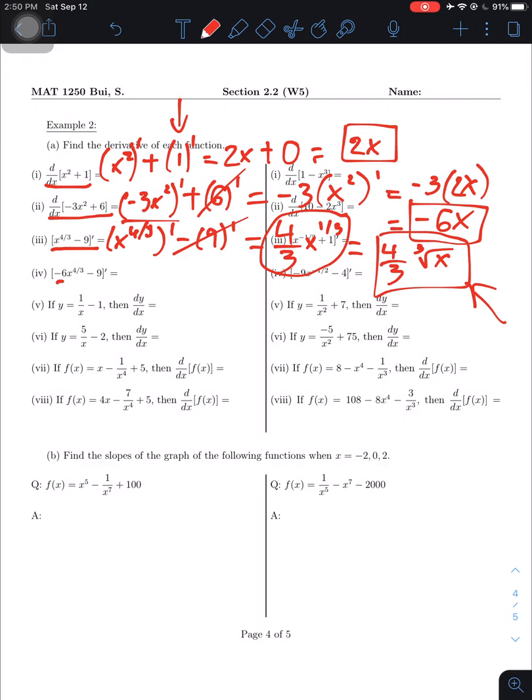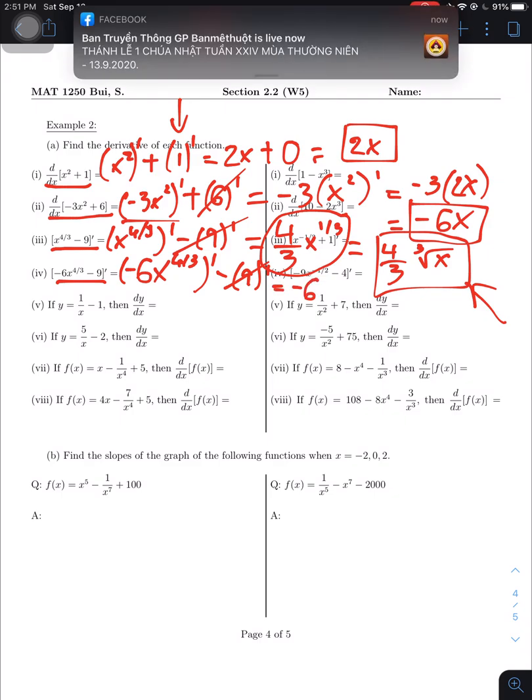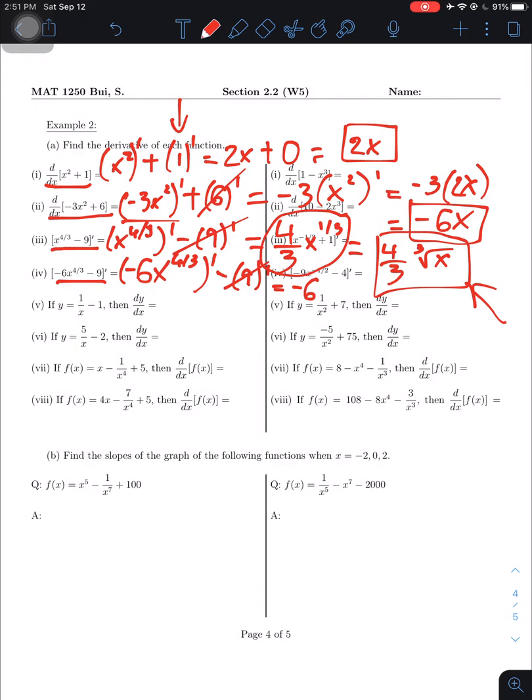So next one, we have this one, and obviously, like you guys can see, we're gonna split them out. We're gonna use a difference rule in here, so we're gonna get negative 6 x to the 4/3 derivative, and then minus 9 derivative, right? Like this one, again, is a constant, so that goes to 0. The second part, it equals negative 6 because it's a constant again, so we're gonna pull it out. We're not gonna do anything to the negative 6, but we're gonna have to focus on taking the derivative of x to the 4/3.